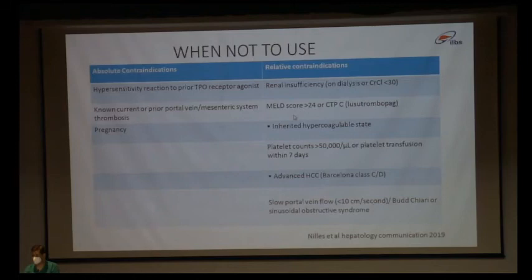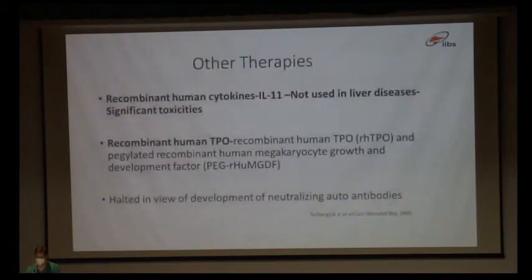At present, it looks like Child C or anybody with MELD more than 24 should not be receiving these medications. Platelet counts of more than 50,000, normally these are not indicated, and the rise in platelets is extremely important. And of course, we must look at other diseases like advanced hepatocellular carcinoma, the other indication.